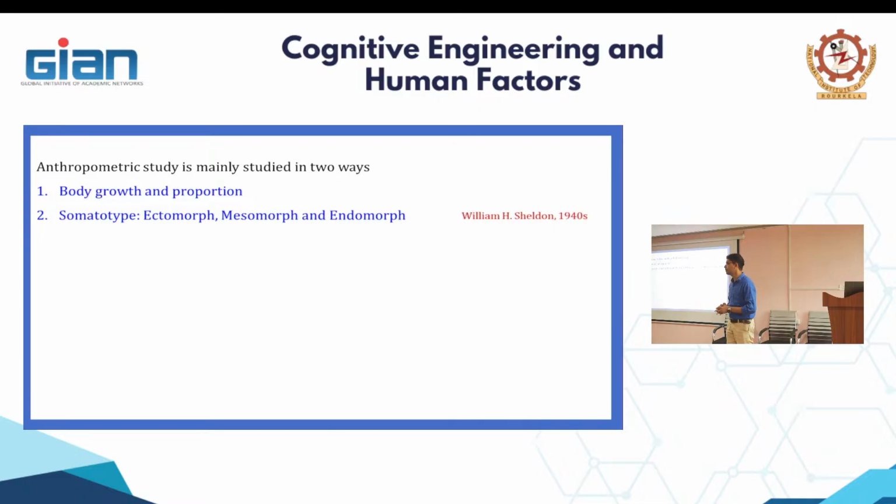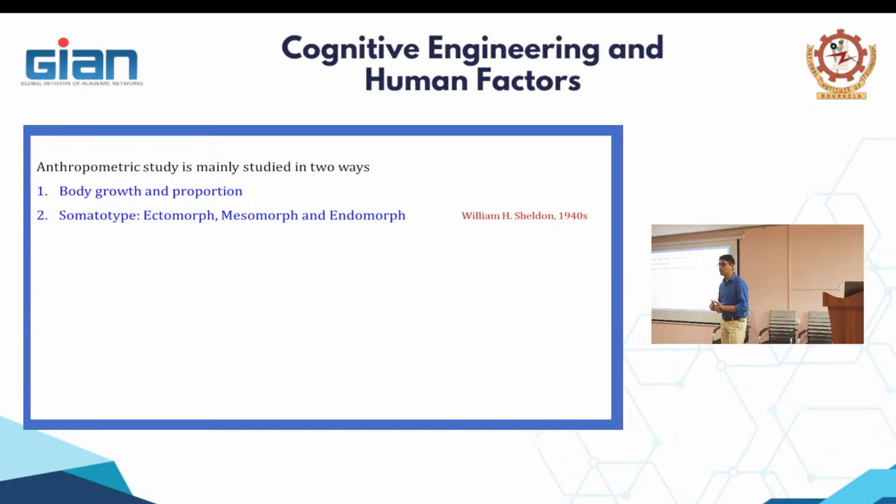Many times in art classes they say that the body is made of 8.5 heads, like those who are drawing. That is purely the drawing part. But here, body growth and proportion are what we are studying for human factors. That means we are designing parameters or interactions with which the human being is going to interact. When we design, we have to understand what basically the body growth and the proportion are.